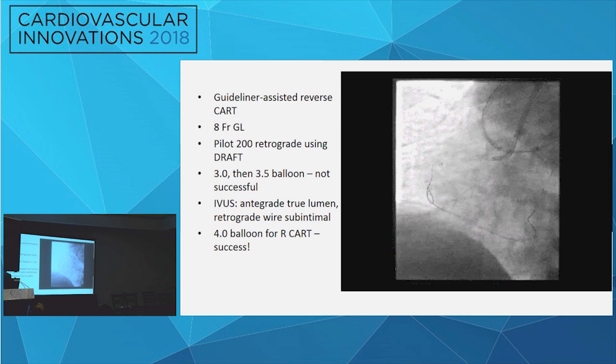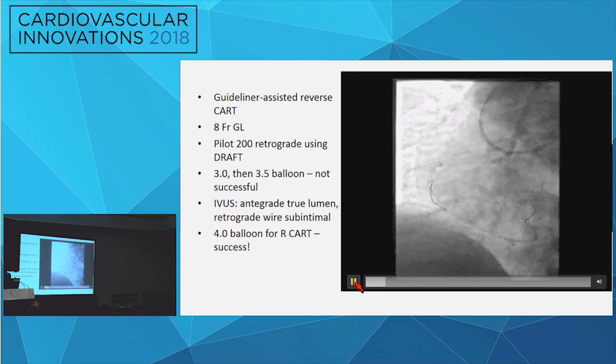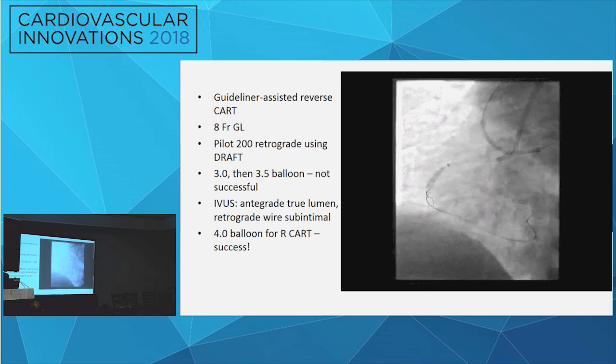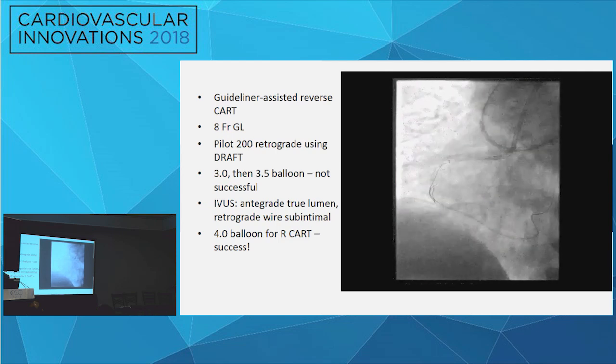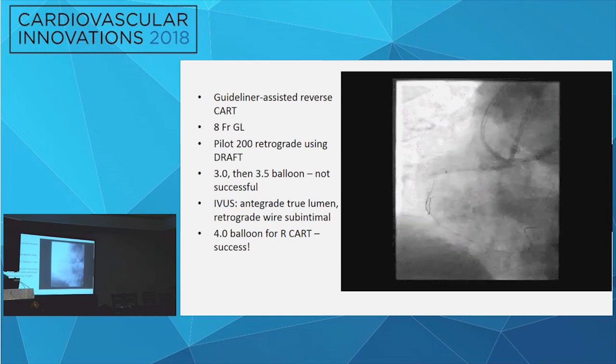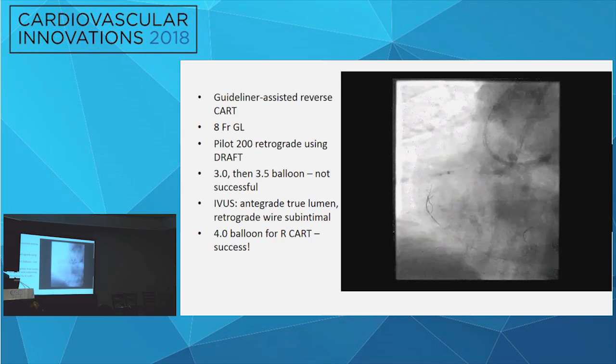And really what we were using was called the DRAFT technique, and I'll show this here, which stands for deflate, retract, and advance into the fenestration technique, in which one operator is able to inflate and then deflate and retract the balloon over the antegrade wire, while the other operator can simultaneously push the retrograde wire, hopefully into this space, and hope that it tracks from the subintimal space into the true lumen. So as you can see here, that's what we were attempting to do.